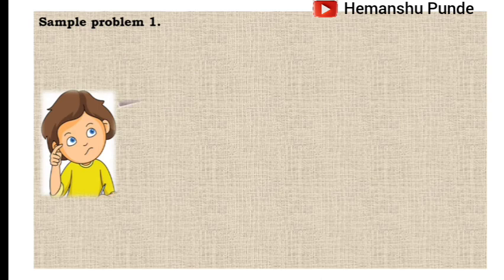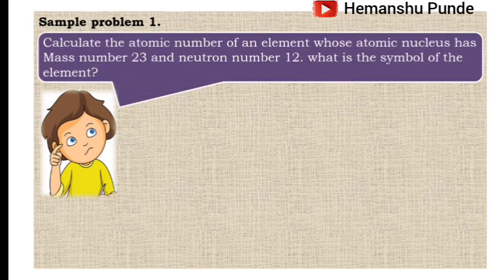Sample problem 1. Calculate the atomic number of an element whose atomic nucleus has mass number 23 and neutron number 12. What is the symbol of the element? Now look carefully. The atomic nucleus has mass number 23, which means that element's mass is 23 and neutrons are 12. So how many protons will be there? Protons plus neutrons is equal to mass number, or atomic number plus neutrons is equal to mass number.